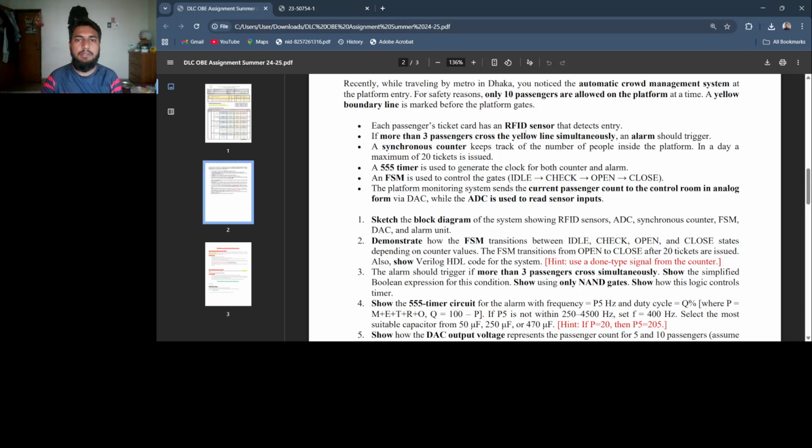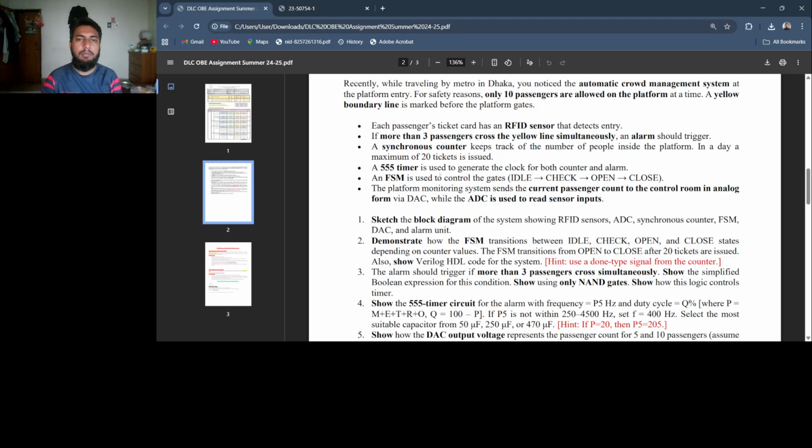Each passenger ticket card has an RFID sensor that detects entry. If more than 3 passengers cross the yellow line simultaneously, an alarm should trigger. A synchronous counter keeps track of the number of people inside the platform. In a day, a maximum of 20 tickets is issued.